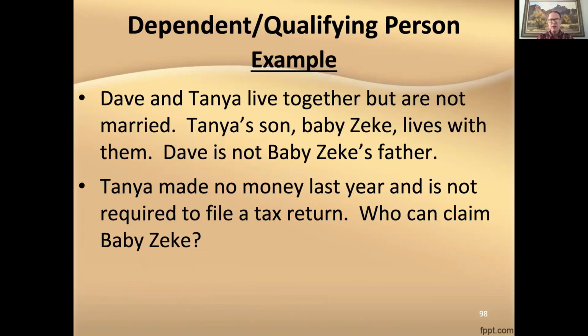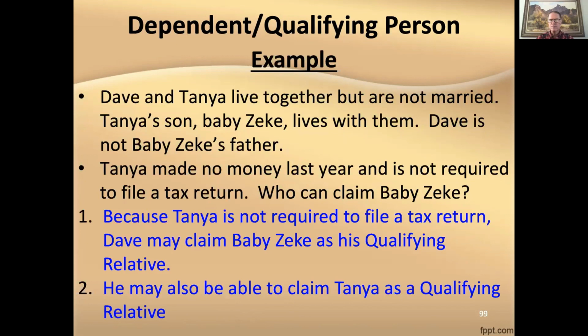For example, Dave and Tanya live together. They're not married. Tanya's son, baby Zeke, lives with them. Dave is not baby Zeke's father. Tanya made no money last year and is not required to file a tax return. But who can claim baby Zeke? Well, you would think Tanya could claim baby Zeke because she's his mom, but she didn't earn any money. So who's paying for the support? Dave could claim baby Zeke as a qualifying relative, not a qualifying child, but a qualifying relative. But he also may be able to claim Tanya as a qualifying relative.